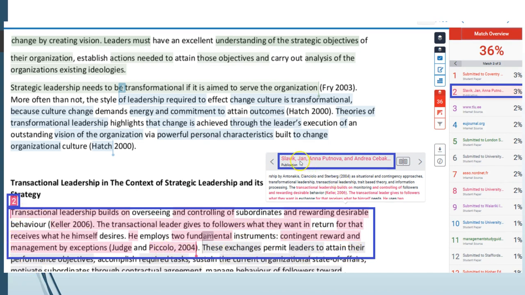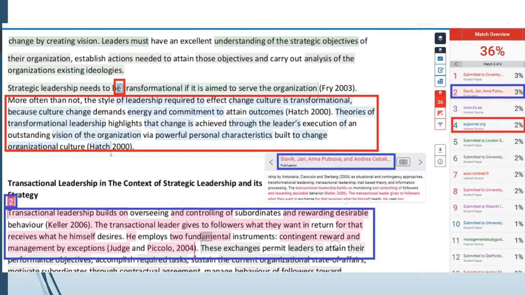Okay, coming from this source too. Okay, Slavic, Jan, Anna, and Andrea Sibak. So this publication has just been lifted and then a few things changed. So learning needs to take place. You need to read, understand, and write it out in your own words.